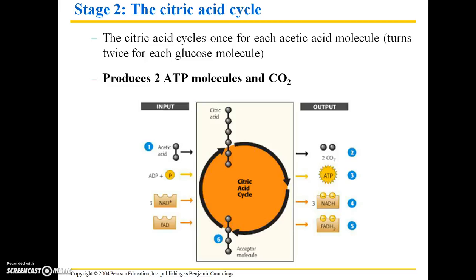Okay, so the citric acid cycles once for each acetic acid molecule that is input. So basically, this whole cycle turns twice for each glucose molecule. Remember, the glucose in this cycle is ultimately coming from food. So if you take in one glucose molecule, you're going to get the citric acid cycle occurring 2 complete turns. And this is what produces 2 ATP molecules as your net profit, as well as carbon dioxide.